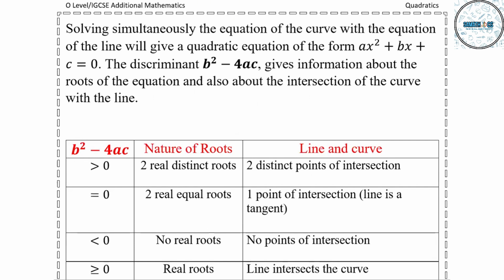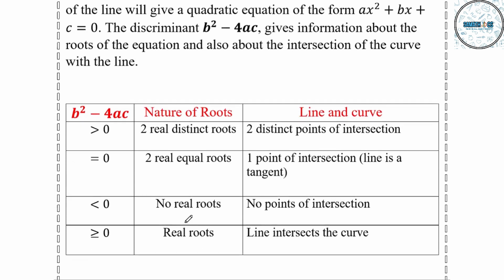A quick recap. Solving simultaneously the equation of the curve with the equation of the line gives a quadratic equation of the form ax square plus bx plus c. The discriminant b square minus 4ac gives the information about the roots of the equation and also about the intersection of the curve with the line.